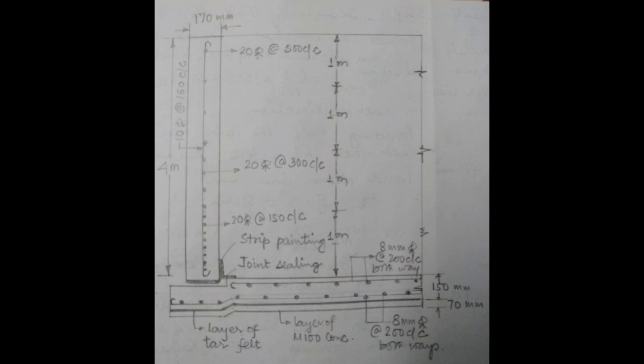As you can see, this is the reinforcement detailing diagram of the circular water tank with a flexible base. 170 millimeter is the thickness and 4 meter is the height. In the base floor slab, the thickness is given as 150 millimeter, as you can see over here, and the reinforcement details, as we have already found out, at the base it has been given an 8 millimeter diameter bar at the rate of 200 cc in both ways. We have given a layer of M100 concrete also at the base and a layer of tar felt. This is about the floor slab.